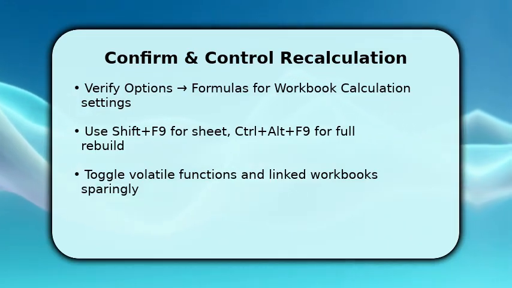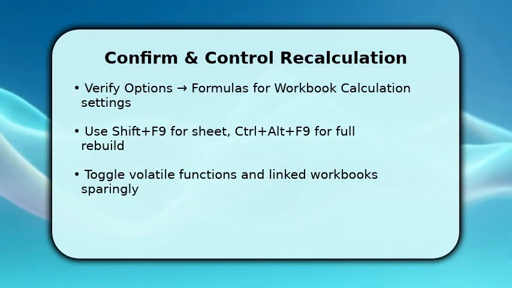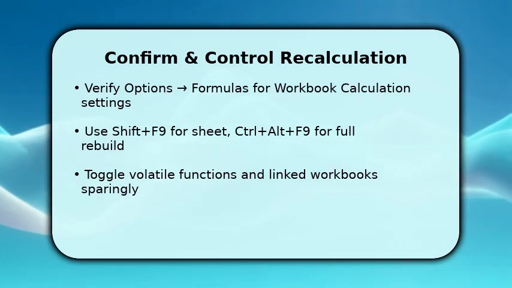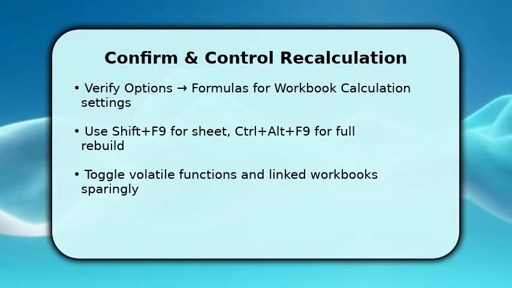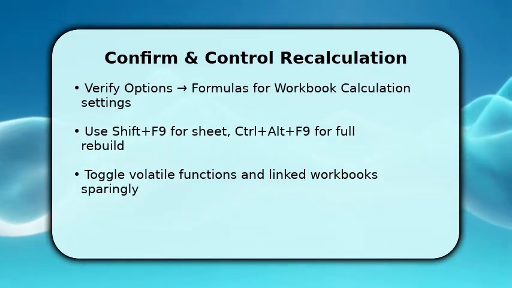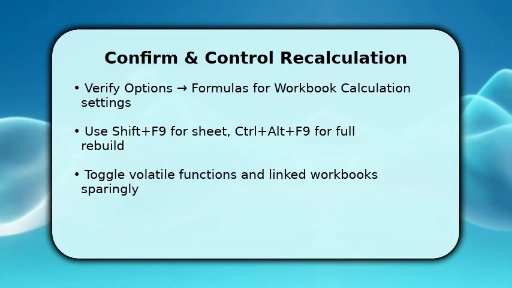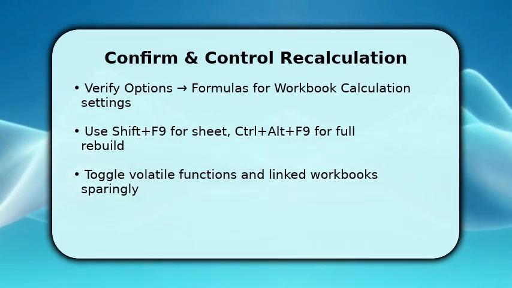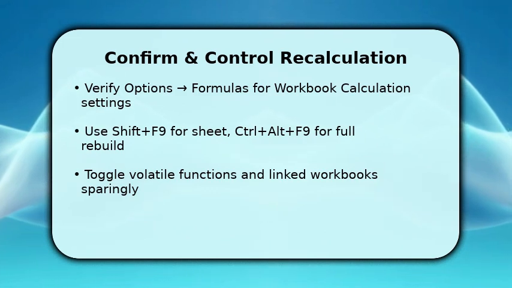You'll control when Excel recalculates. Press Shift plus F9 to recalc the active sheet, F9 for all open workbooks, and Control plus Alt plus F9 to force a full rebuild. Make sure to check for volatile functions like NOW or INDIRECT and external links that still trigger updates. Replacing or limiting them reduces surprise recalculations and speeds work during large edits.